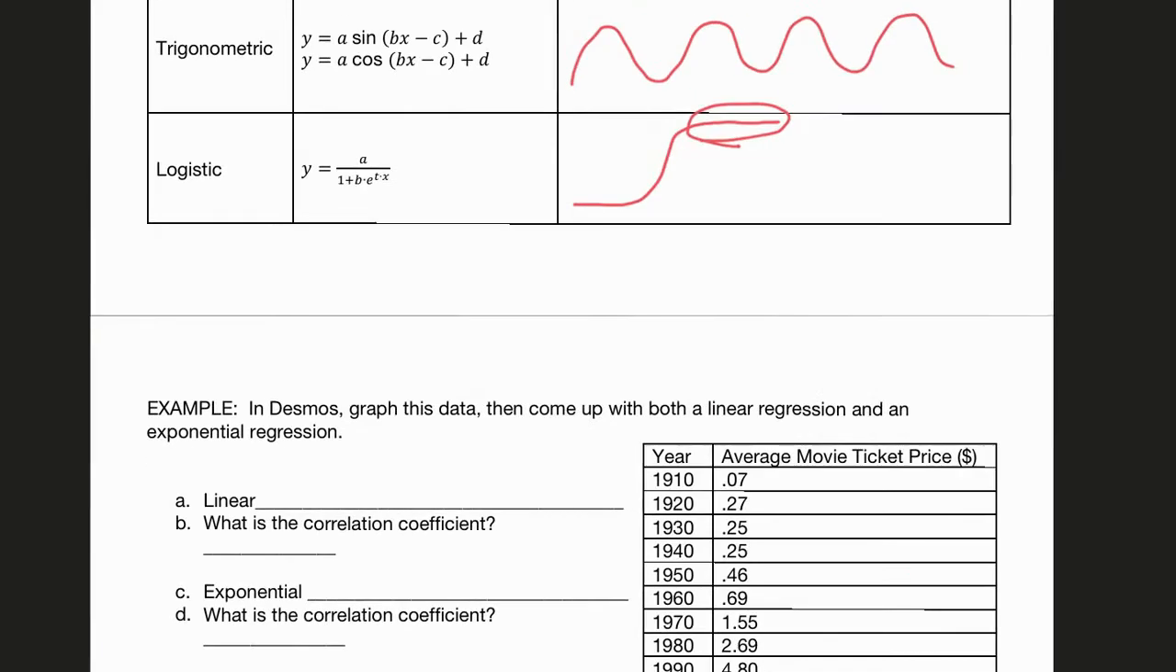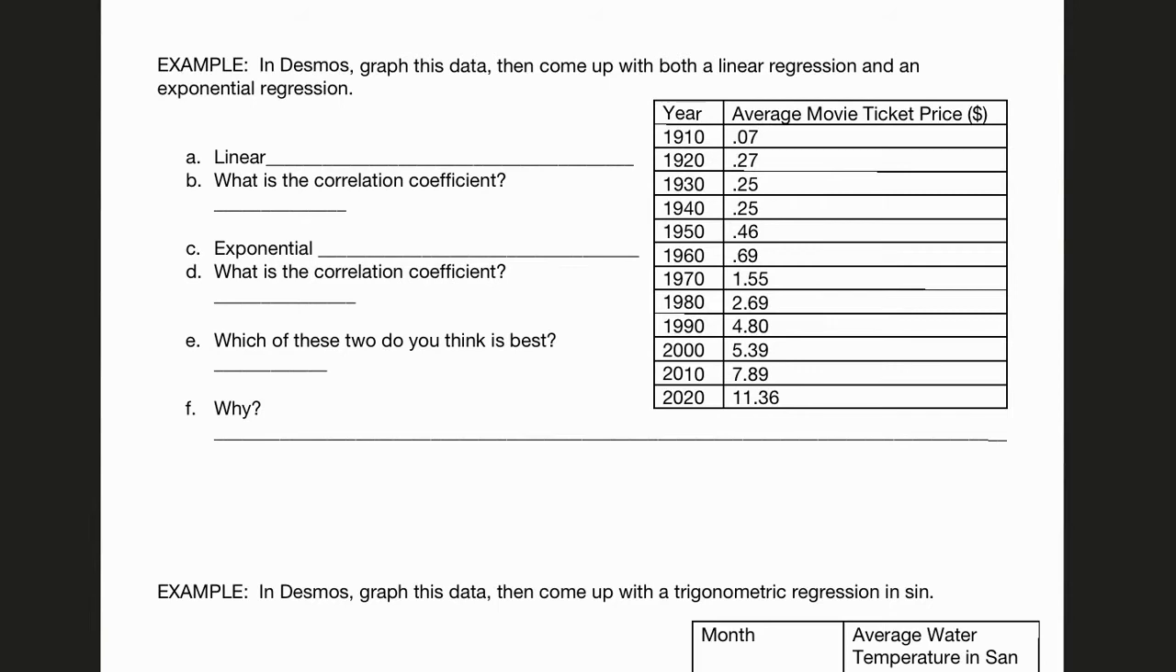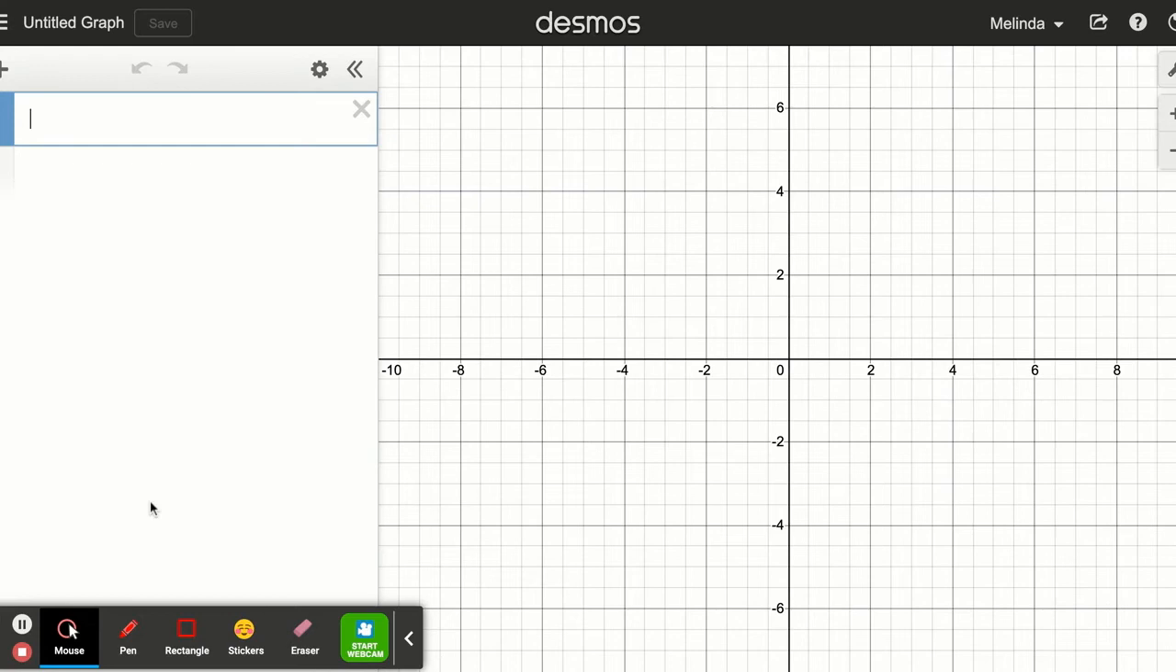Okay, so let's scoot this up. I'm going to jump over to Desmos and show you how to graph this. And then I'm going to kind of jump back and forth and show you how to write these equations. Okay, so now that I'm in Desmos, let me show you how to get this data to graph. All right, so you're going to come up here to the little plus sign and you're going to add a table.